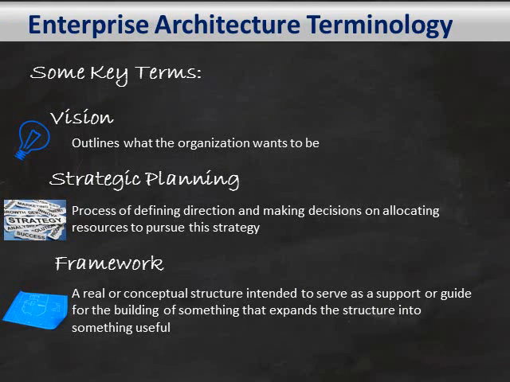Let's talk about some key terms used in the enterprise architecture area. Some of the terms are vision. What does the organization and company want to be as it ages? The vision comes from the Chief Executive Officer and her or his leadership team. Strategic planning is all about defining the direction of the company.